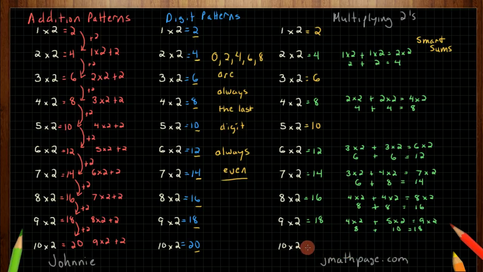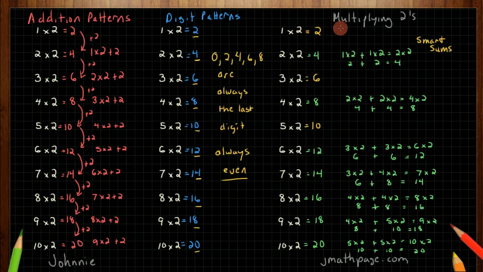What about the last one? 10 times 2. If we think of 10 as double 5, then we have to double this one. So 5 times 2 plus 5 times 2 is equal to 10 times 2. 5 times 2 equals 10, plus 5 times 2 equals 10. Well, 10 plus 10 equals 20. So we can say 10 times 2 equals 20.